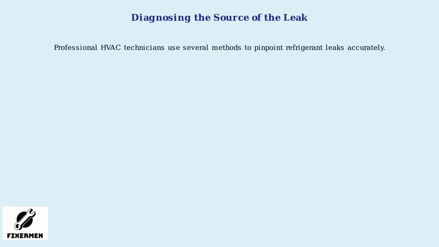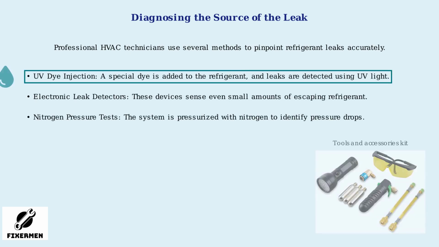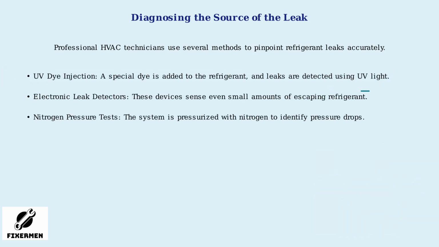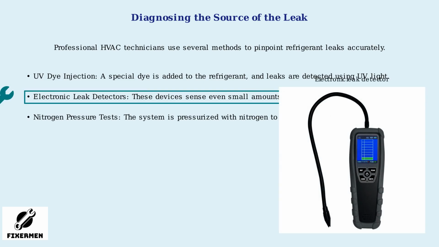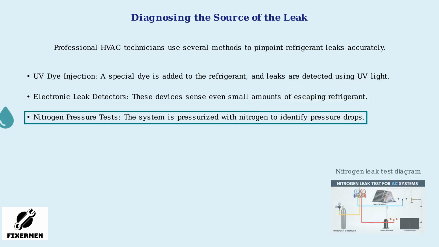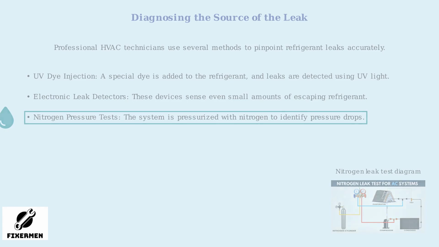Professional HVAC technicians employ several methods to pinpoint the leak's location. These include UV dye injection, where a special dye is added to the refrigerant and leaks are identified using a UV light; electronic leak detectors, which can sense even small amounts of escaping refrigerant; and nitrogen pressure tests, where the system is pressurized with nitrogen to identify pressure drops indicating a leak. These methods ensure accurate detection before any repair work begins.